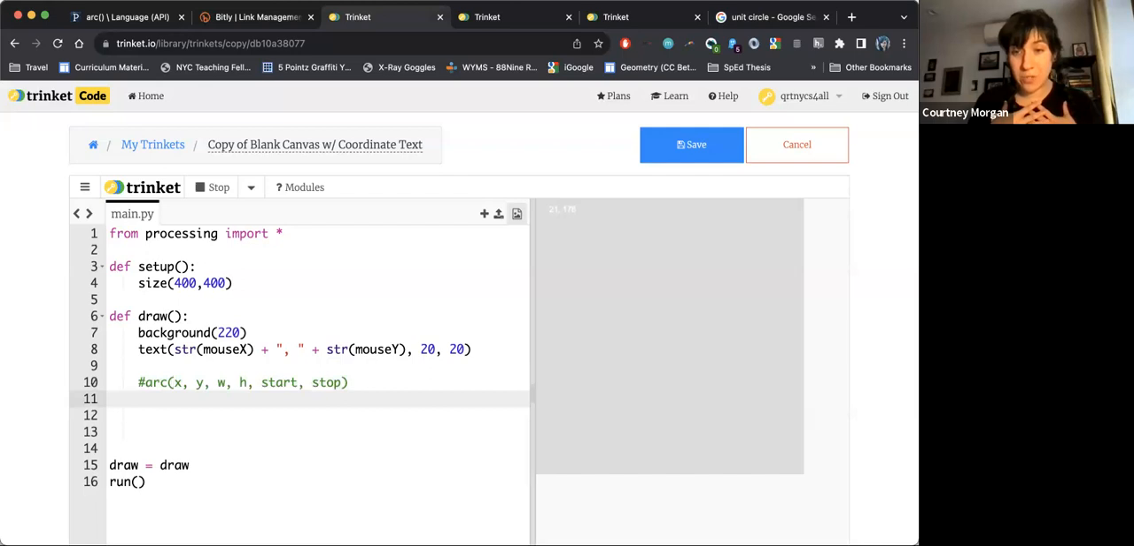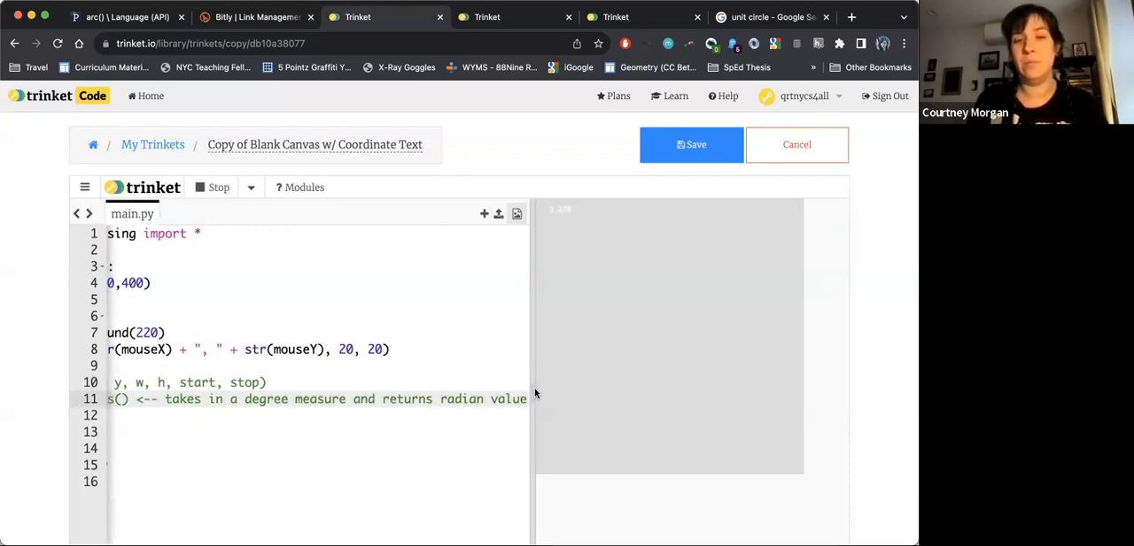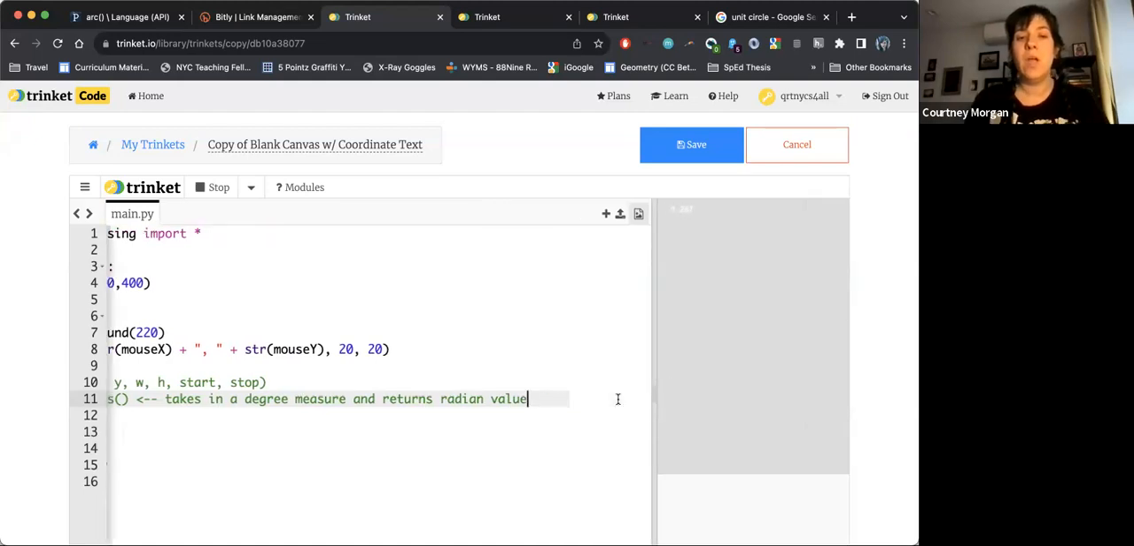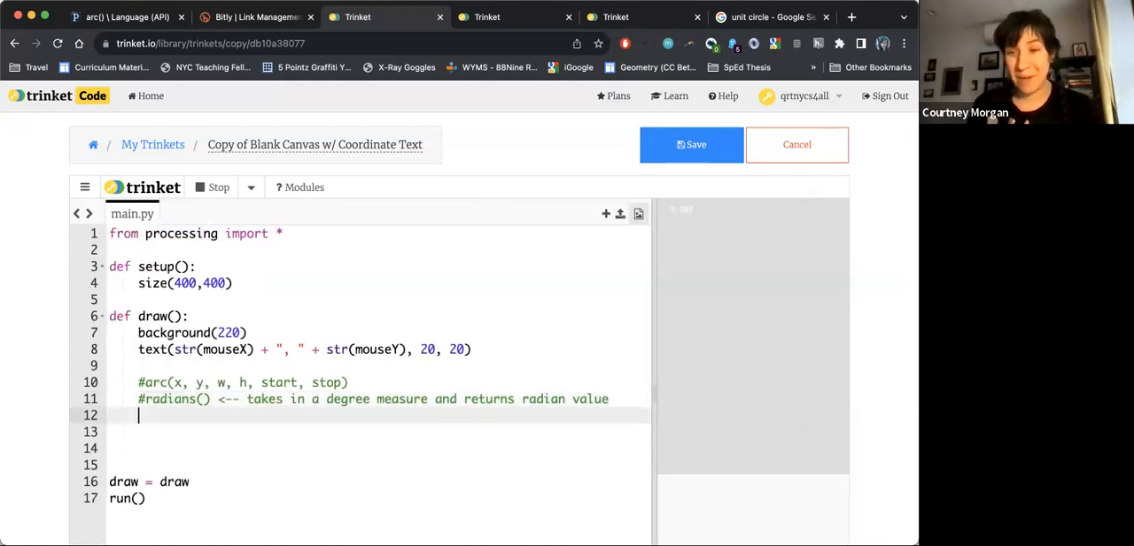So what I like to recommend to people is just turn all of your starts and stops into degrees using a function called radians. What radians does is it takes in a degree measure and returns a radian value. Oops, let's make this a little bit bigger. So let's take a look at what that's going to be for us.